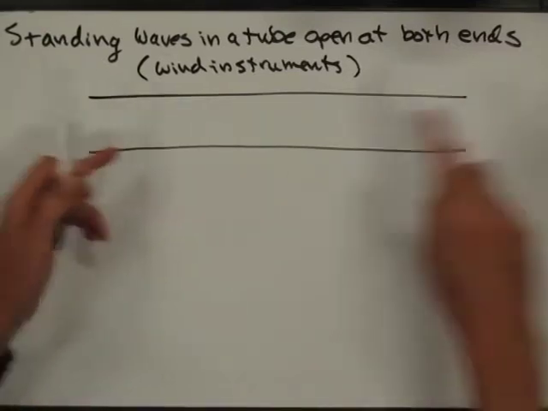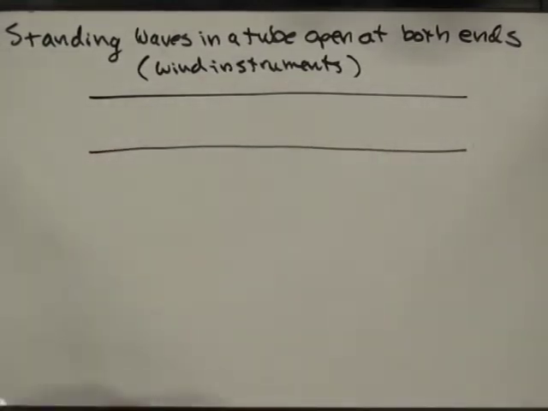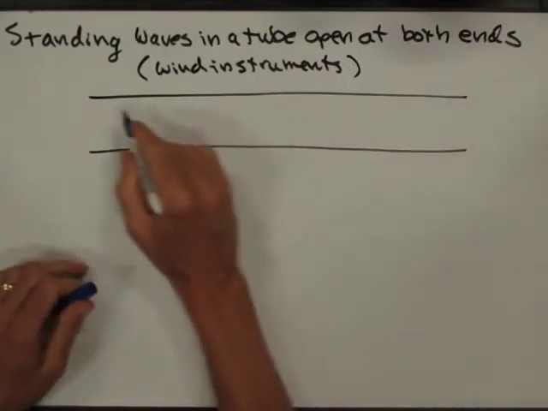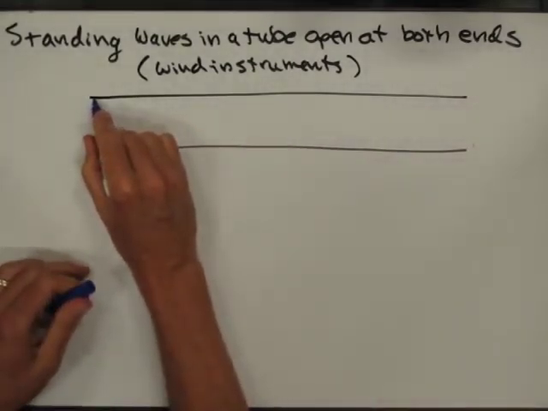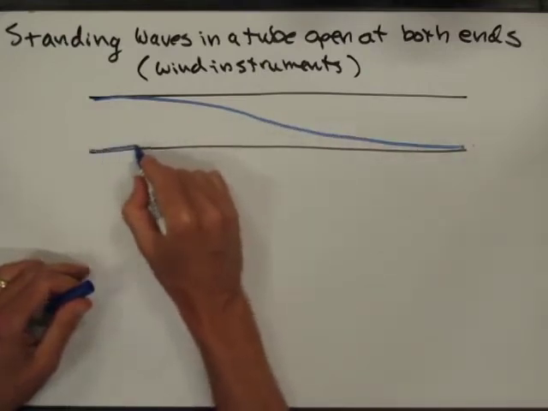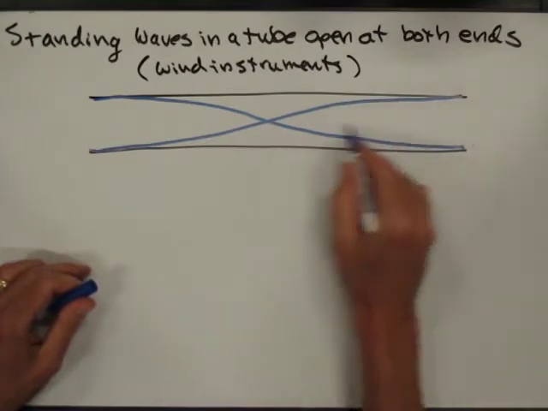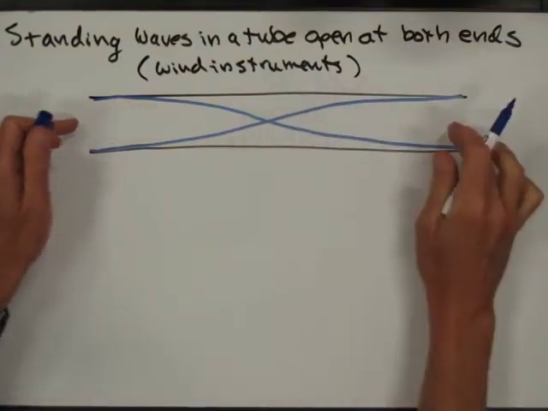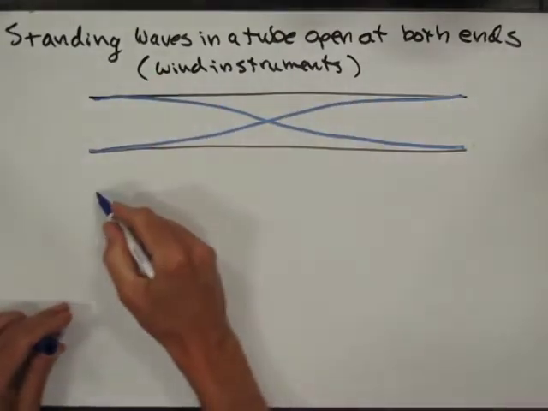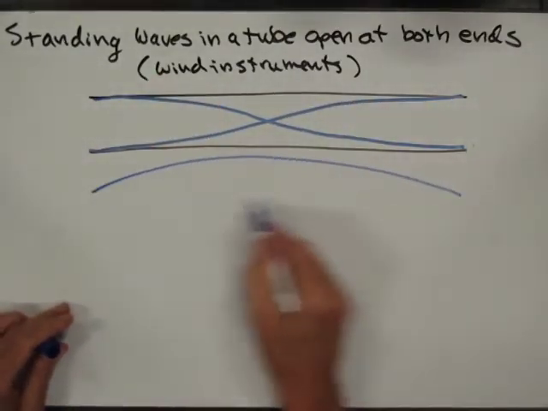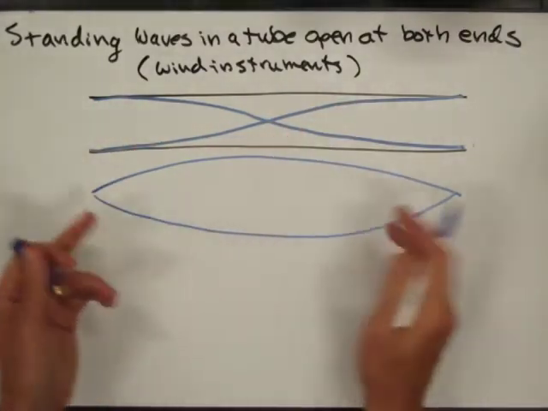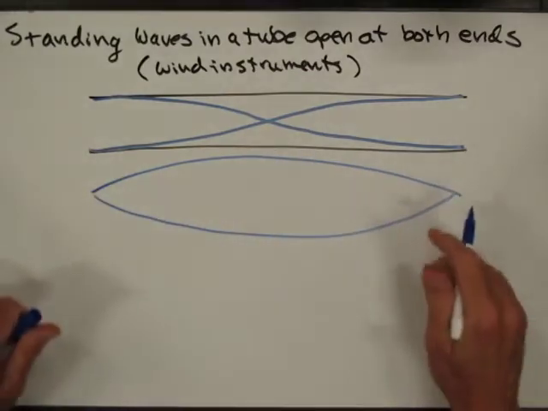Here's my wind instrument. I'm just representing it as a single tube. And instead of having a node at both ends, like we did for the stringed instrument, you have what's called an antinode at both ends. And so the wave kind of looks like this. Instead of having a node, you have a peak. This is like if you took the stringed instrument shape, which looks like this, right? And you just flipped it, right? So that the nodes were in the middle and the antinode was on the outside.